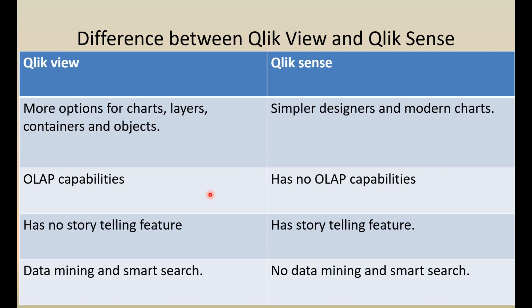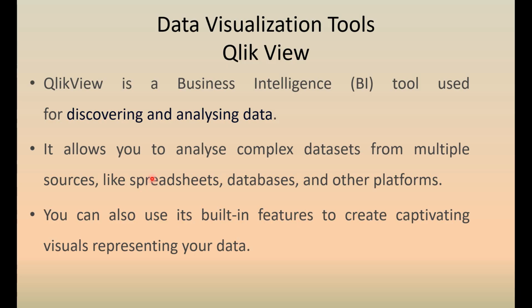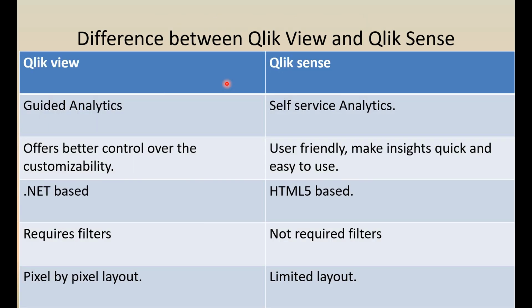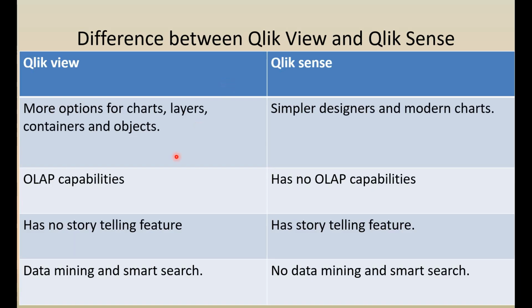ClickView provides online analytical processing capabilities because it is basically a business intelligence tool, as we have seen in our previous slide. So it has OLAP capabilities, whereas ClickSense does not have any kind of online analytical processing capabilities.